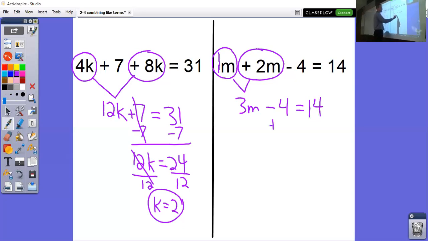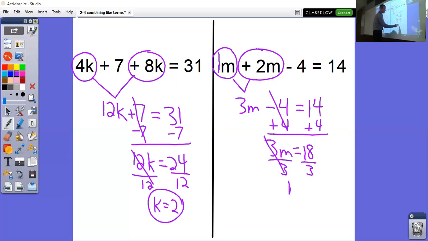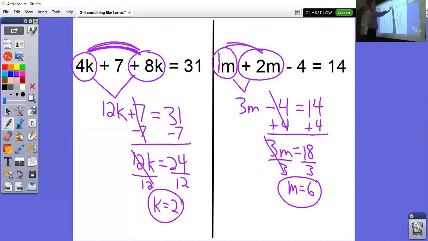Now we just have a two-step equation. Always get rid of your plus whatever or minus whatever first. So +4, +4, 14 plus 4 is 18. Divide by 3, divide by 3 to get the M all by itself. Top divided by bottom, you get M equals 6. So again, you can only add together things that are on the same side of the equal sign, all right? And they have to have the same last name.